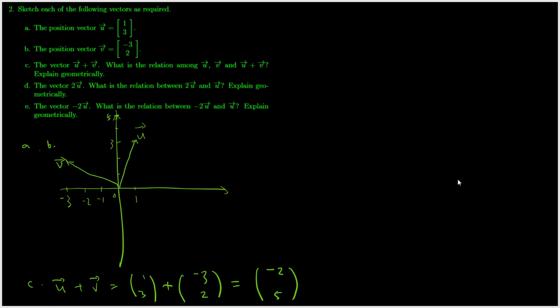Now we are trying to sketch the vector with two components, -2 and 5. Again, the x coordinate of -2 is here, the y coordinate of 5 is here. Okay, I believe the terminal point is kind of here.